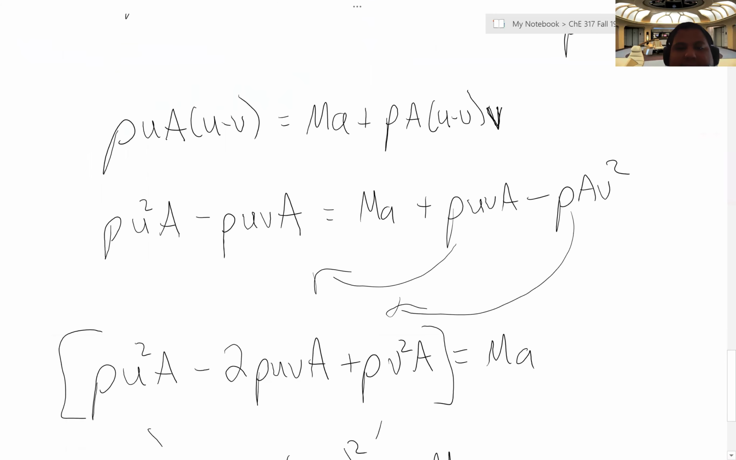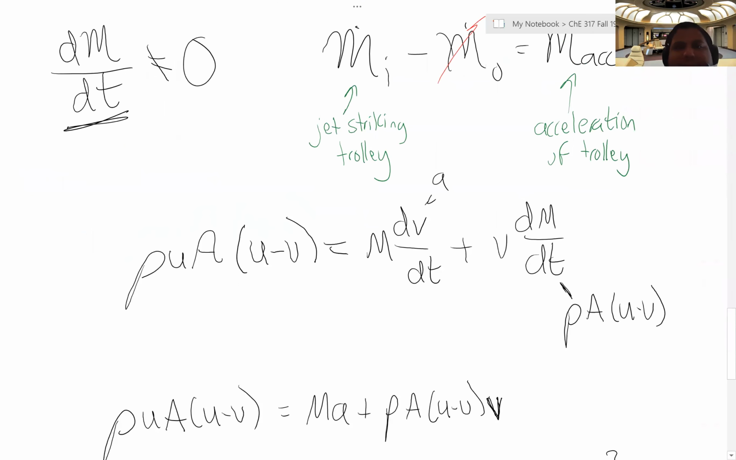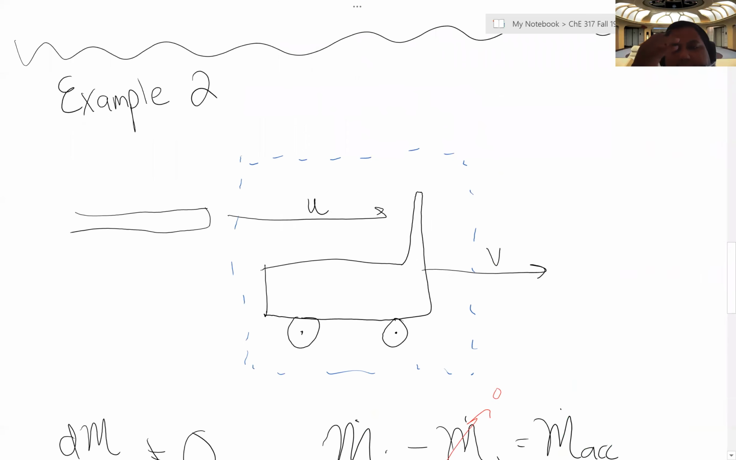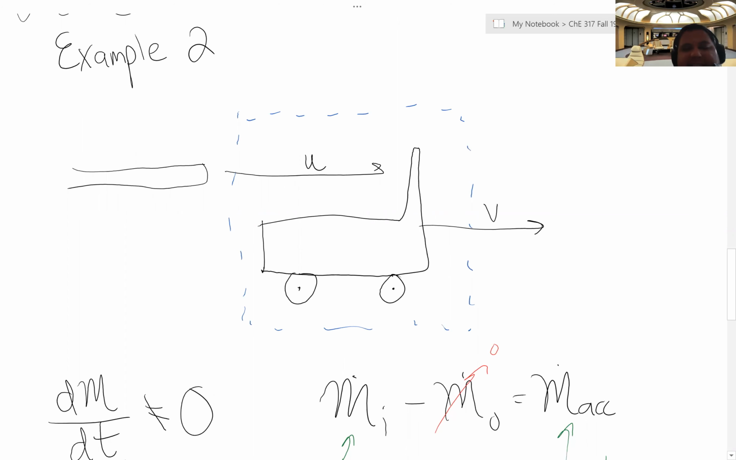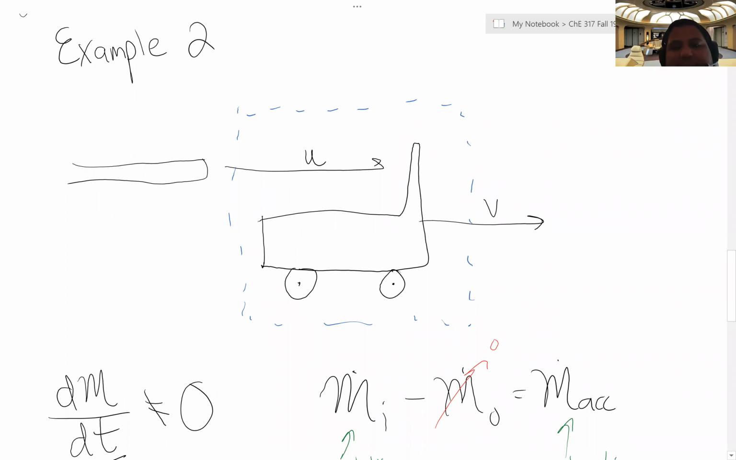So I'll take a second. We'll walk through that one more time. And like I said, I'll open it. I want to make sure you guys get a loose understanding of what we've done. For this example, we're looking at the essential momentum balance around this trolley as it's being moved forward, or it's causing an acceleration because we have water striking it with a certain velocity u.